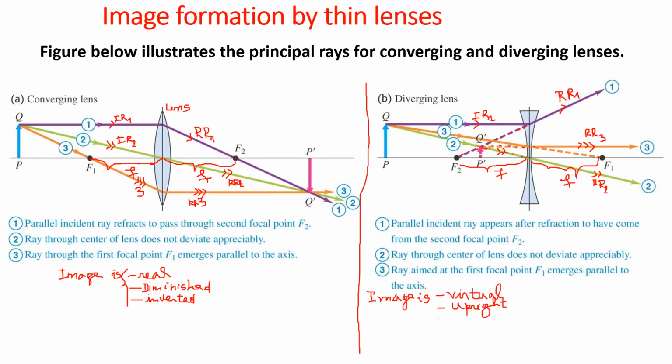And the third property of the image formed by a diverging lens is that the image is diminished. Diminished means smaller than the object.